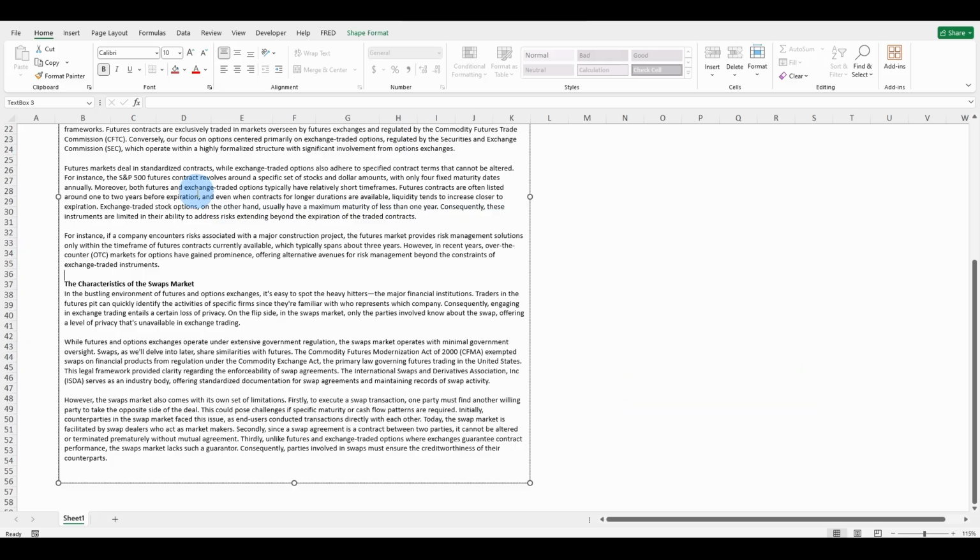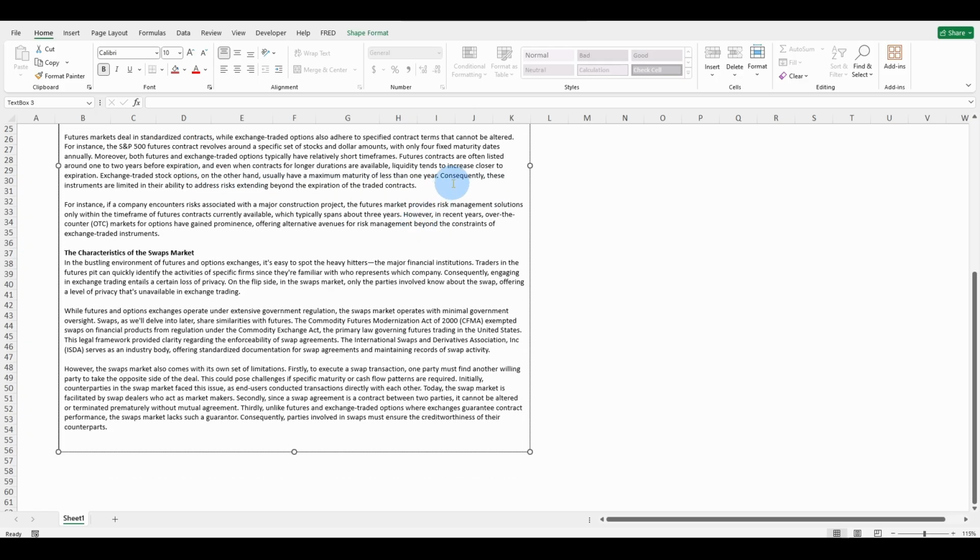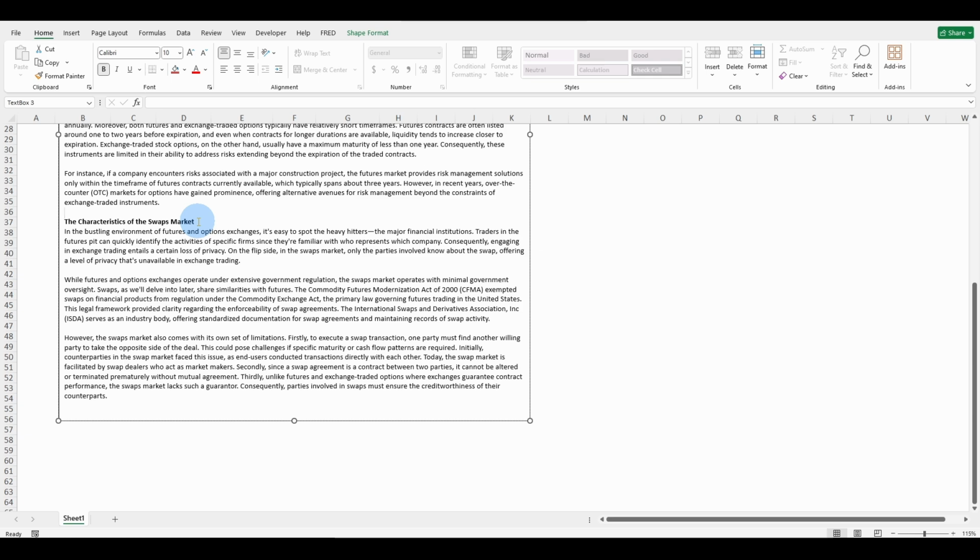Exchange-traded stock options, on the other hand, usually have a maximum maturity of less than 1 year. Consequently, these instruments are limited in their ability to address risks extending beyond the expiration of the traded contracts. For instance, if a company encounters risk associated with a major construction project, the futures market provides risk management solutions only within the time frame of futures contracts currently available, which typically span about 3 years. However, in recent years, over-the-counter markets for options have gained prominence, offering an alternative avenue for risk management beyond the constraints of exchange-traded instruments.